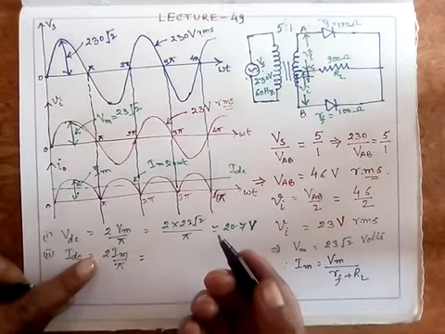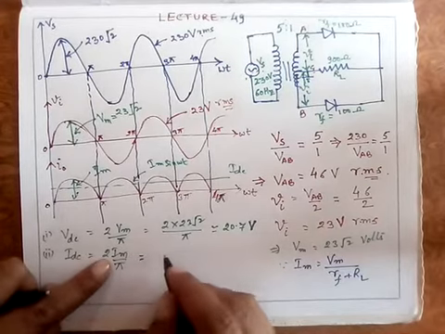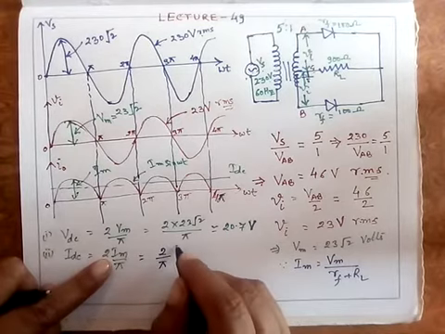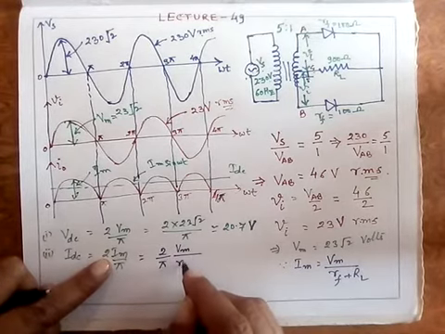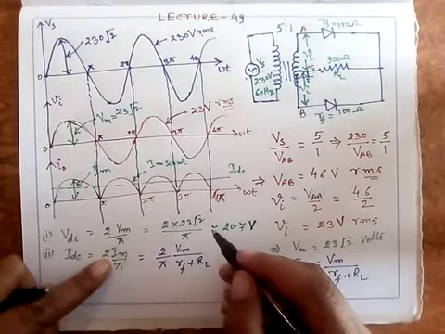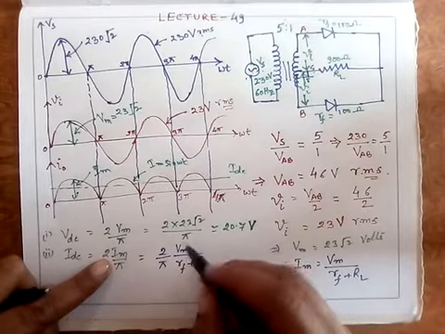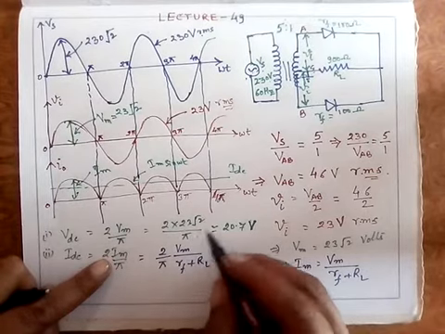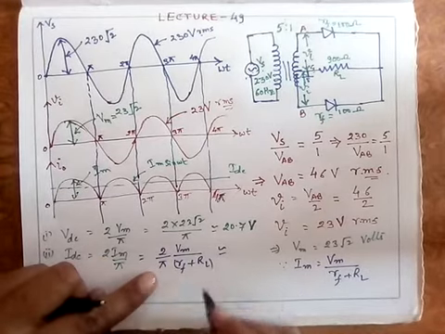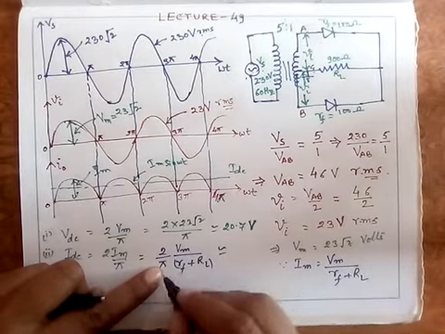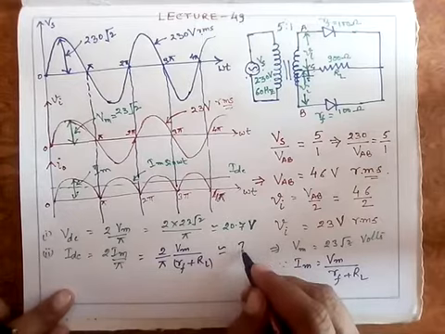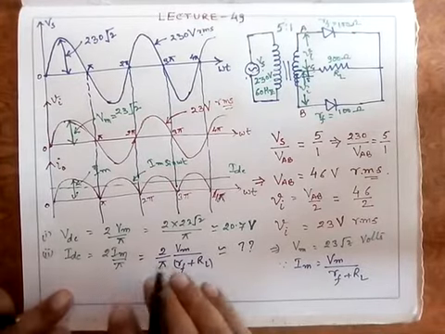So I can say IDC will be 2 upon pi and Vm upon Rf plus RL. You simply substitute the value, as per my calculation. Alright, I want you to do this. Maybe wrong also. Simply substitute the value of Vm is equal to this much and Rf and RL. You will get the value of IDC. I want you to do this calculation on your own. IDC.